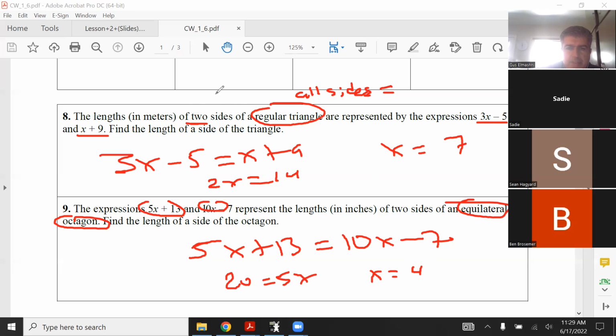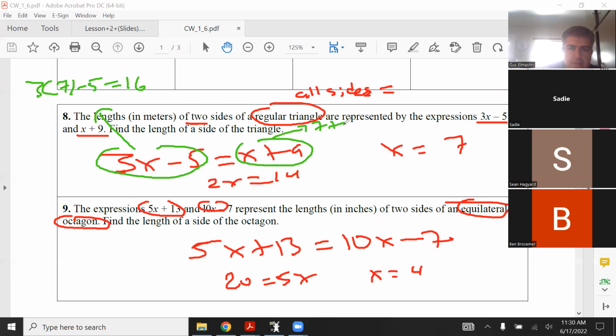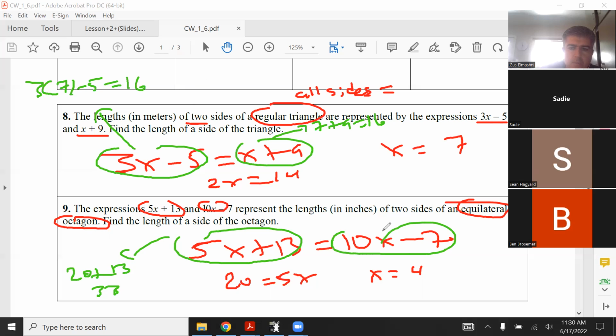So the length of each side then, if x is 7, you're doing 3 times 7 minus 5, which is 16. Or if you plug in 7 here, you get the same thing. Here, if I plug in 4, 20 plus 13, 33. Or 40 minus 7, 33.